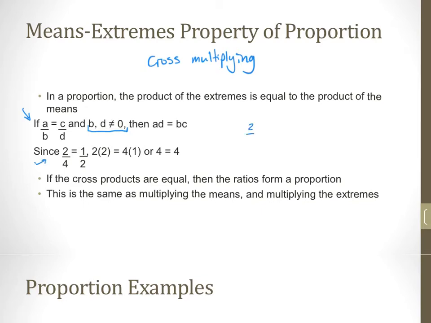And then this right here is an example. So if I have 2 over 4, and I want to know if it's the same thing as 1 over 2, what I'm going to do is I'm going to cross multiply, and I'm going to multiply the denominator of one with the numerator of the other, and then same goes for the other side. And I can rewrite this as 4 times 1 is equal to 2 times 2. And we all know that 4 does, in fact, equal 4.